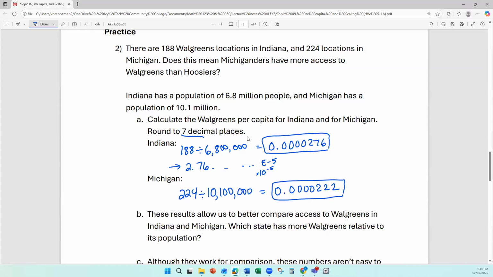So we can see from this that the Indiana number is larger if we start comparing once we get past the zeros, and we see 2.7 versus 2.2. So Indiana has more Walgreens relative to population. If we took all of the Walgreens and gave each of us our own little tiny share of a Walgreens, Indiana's people's share would be a little bit bigger.